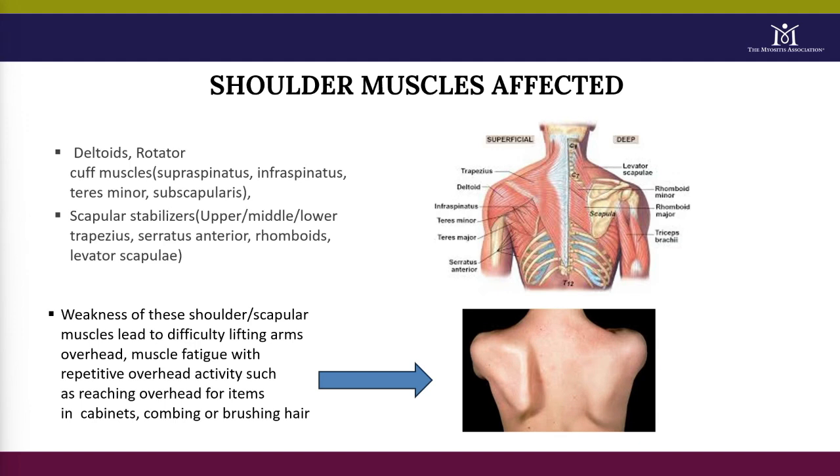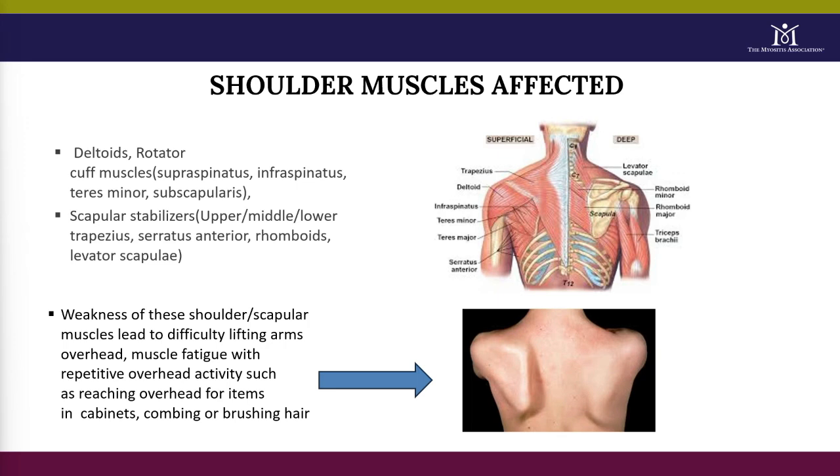So let's dive into how myositis can affect your shoulder region and what it means for your daily activities. So myositis can lead to weakness in critical shoulder muscles, like your deltoids and your rotator cuff. These are the muscles that help to raise your arms overhead and stabilize your shoulder properly.